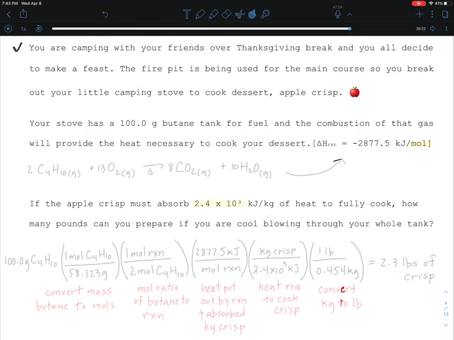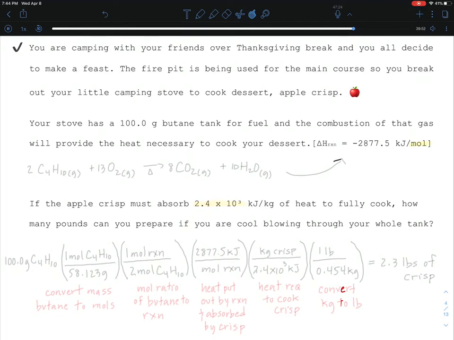So say you're camping with your friends over Thanksgiving, and you all decide to make a feast. So the fire pit's being used for the main course. So you break out your little camping stove to cook a dessert. You're making an apple crisp. Your stove comes equipped with 100.0 grams of butane, right, that little tank, for fuel. And if you let that gas undergo combustion reaction, you're going to produce heat. So that heat of the reaction is going to be the heat necessary to cook your dessert.